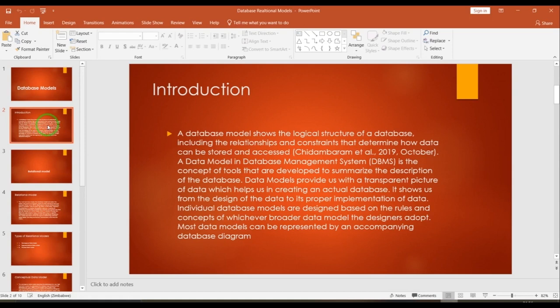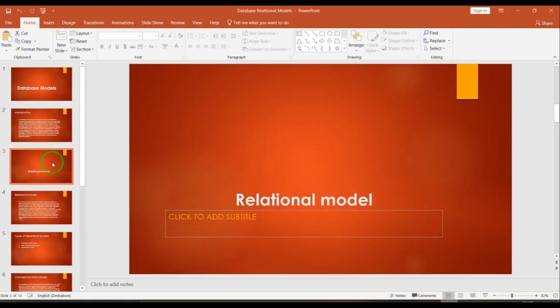Data models provide us with a transparent picture of data, which helps us in creating an actual database. It shows us from the design of the data to its proper implementation. Individual database models are designed based on the rules and the concepts of whichever broader data model the designers adopt. Most data models can be represented by an accompanying database diagram.